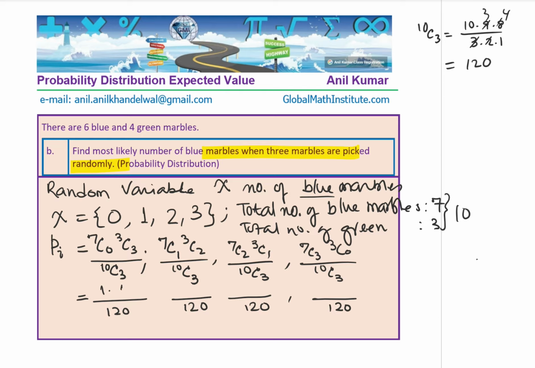Correct. Now, when we say 7C0 and 3C3, that means 1 times 1, right? So this is 1 times 1. 7C1 is 7 and 3C2 is what? 3C2 means 3 times 2 over 2 times 1. So that gives you the answer as 3. So 21. 7C2 means what? 7C2 means 7 times 6 over 2 times 1, right? So that gives you 21, times 3 choose 1 is 3.